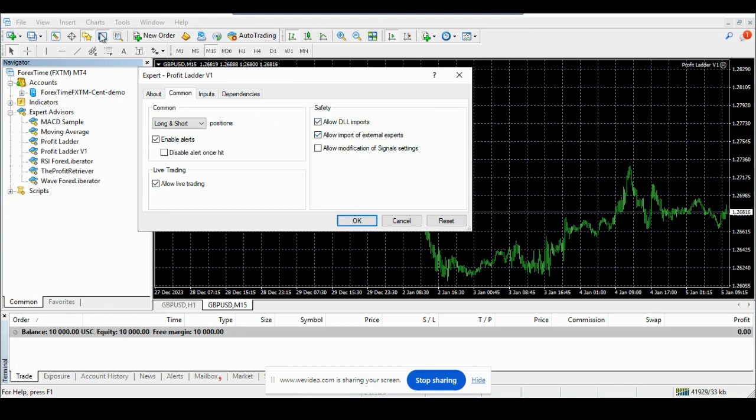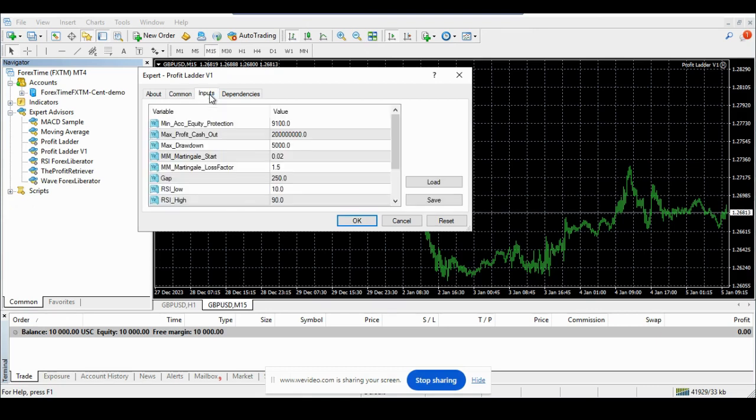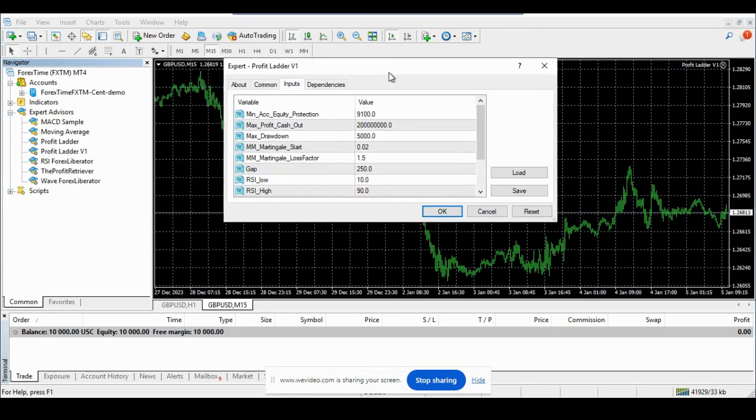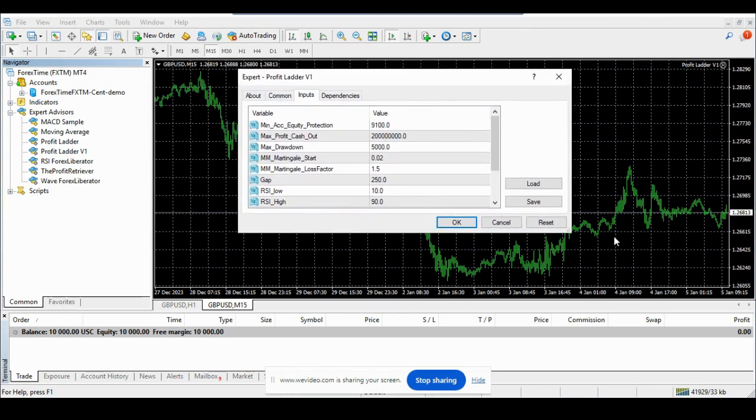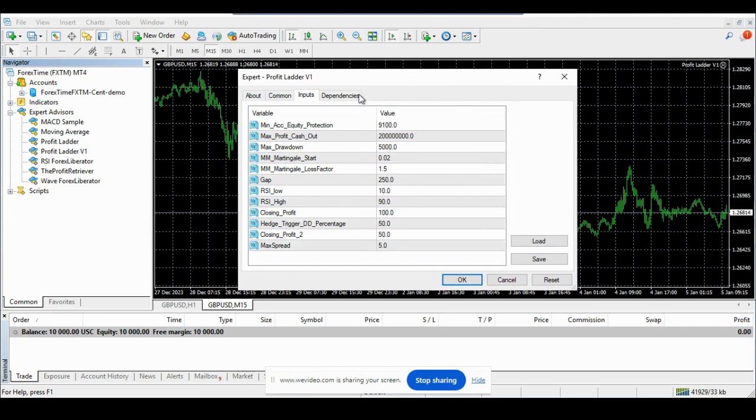You can then click on your inputs. This is what's different this time around because now I'm going to be taking you through the actual settings. So now you can see that there is a number of settings here, and I'm going to explain to you how to go about setting this up. At the end of the lesson, I will also give you the actual numbers that I have used, or the actual settings that I have used on my broker.